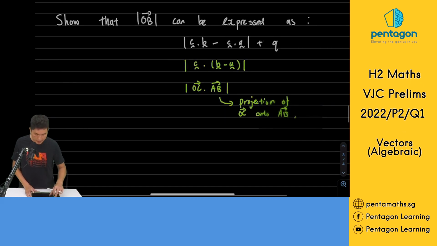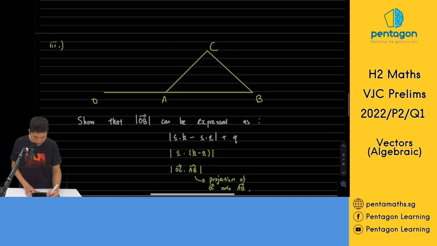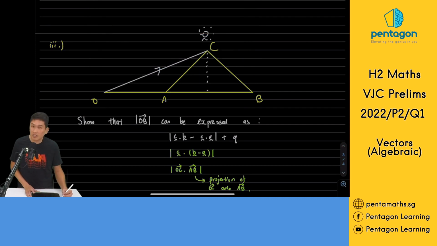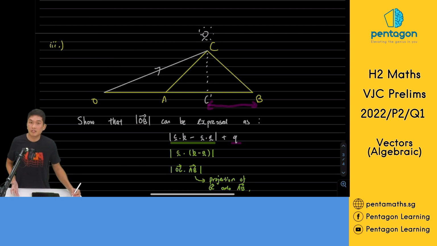What does that mean? It means that if you have a sun, let's draw OC first. Imagine OC is a bar, and the sun shines down and casts a shadow. What's the length of the shadow? The length of the shadow is OC prime. So this portion over here, the one in the modulus sign, is OC prime. Q is going to be this length over here, C prime B.